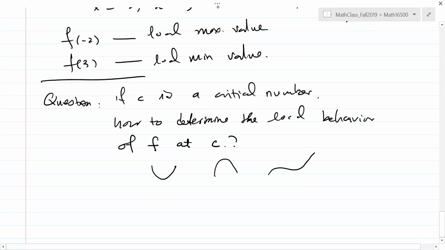It's a critical number, but we assume the function is smooth. This is also the tangent line. That point is horizontal, horizontal, horizontal, right? Just three cases. How do you determine local behavior? We are not going to study this right now.